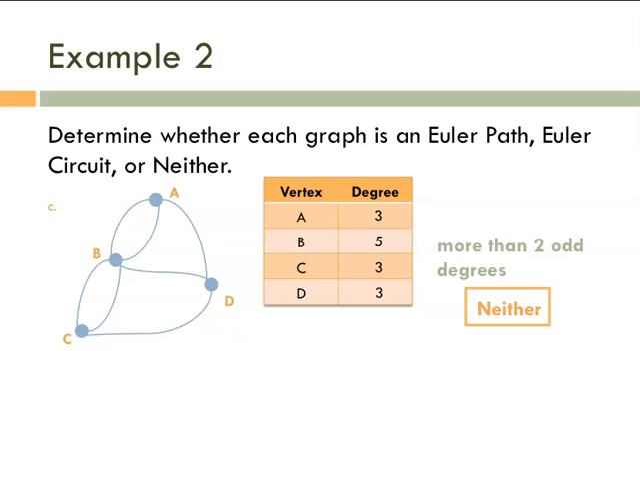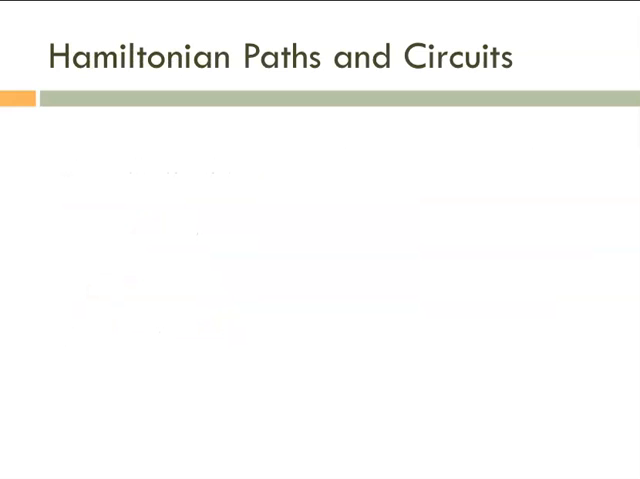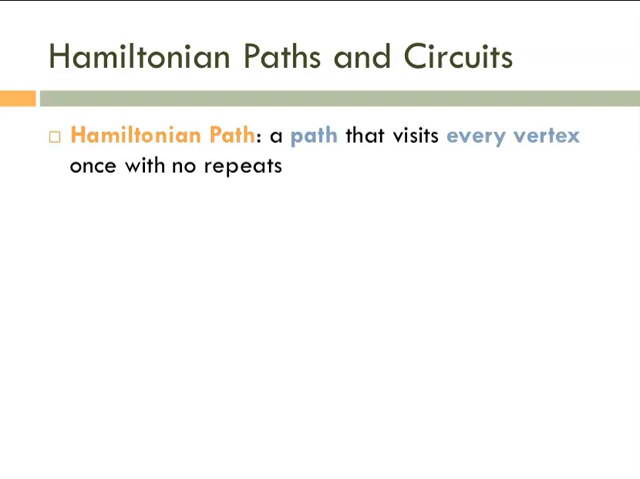We talked about Euler paths and Euler circuits. Now we're going to move into what we call Hamiltonian paths and circuits. A Hamiltonian path is a path that visits every vertex once with no repeats. This is different from when we talked about Euler paths and circuits, because in Euler paths and circuits we were talking about the edges, right? A path that would go through every edge exactly once. But in some of those cases you would visit a vertex more than once. Hamiltonian paths have to do with the vertices.